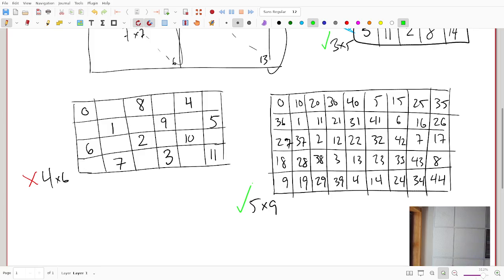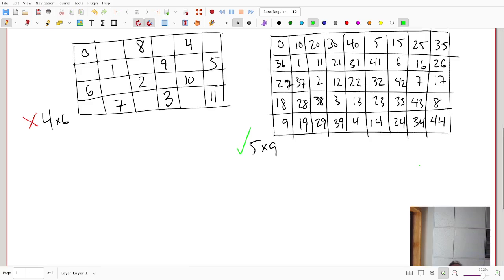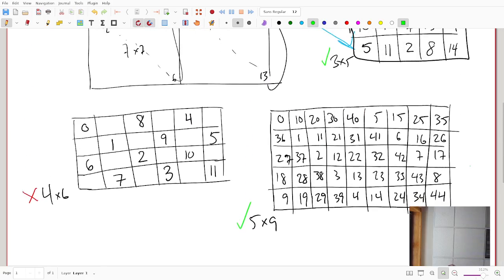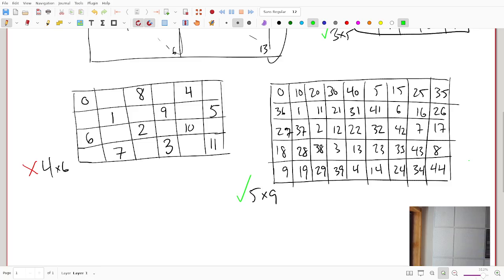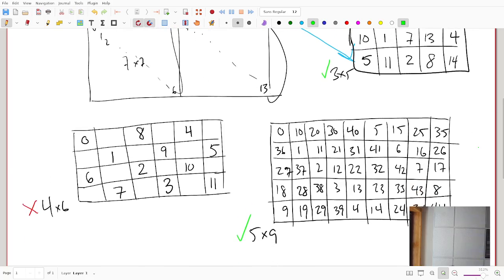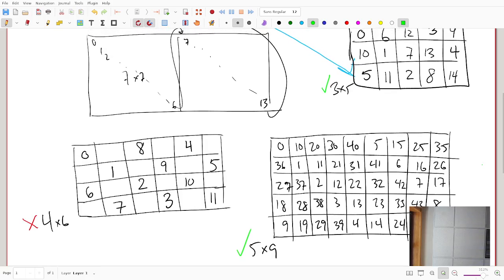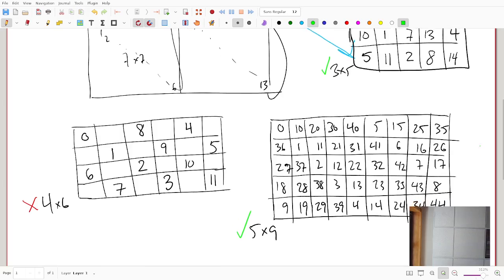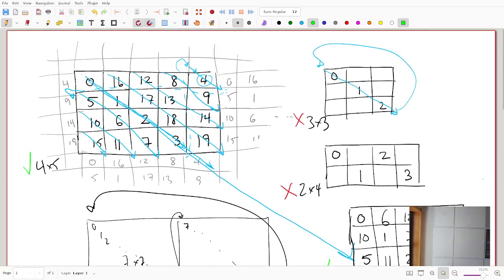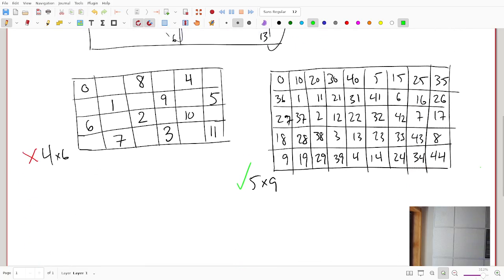Let's do one more. Let's do like 13 by 41. No, I'm just kidding. What do y'all think? Do these ideas sound reasonable?